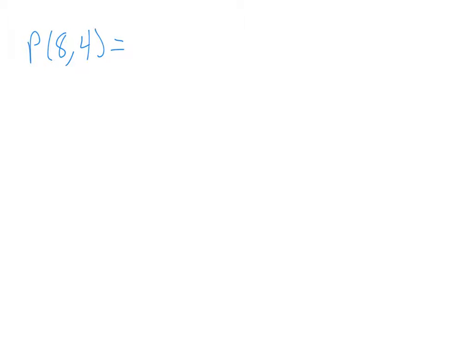Alright, so let me show you how you can compute a factorial here. So we have a permutation of 8 and 4. So 8 is N and 4 is R. So in the formula, it's going to be N factorial on top, which is in this case 8 factorial, divided by N minus R factorial. So that's 8 minus 4 factorial, just like that.